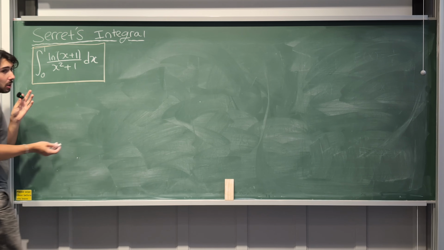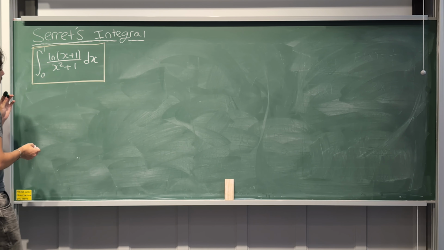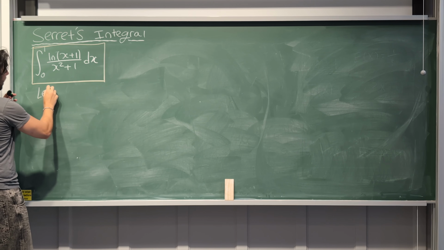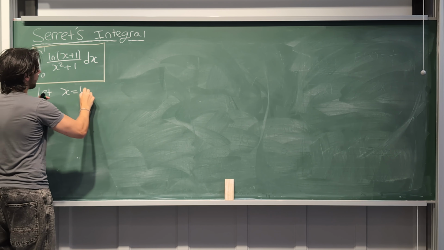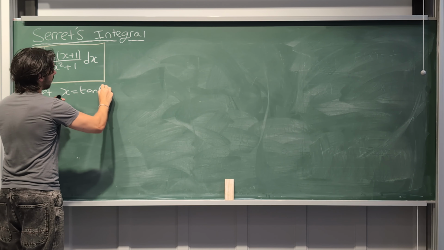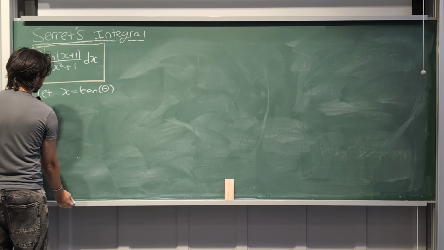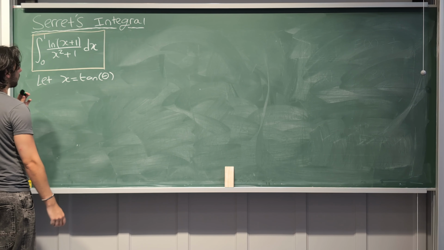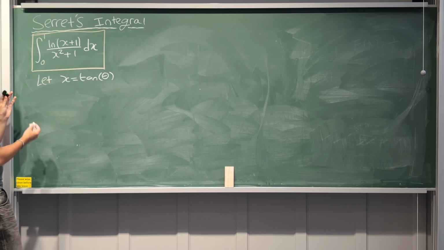Okay, so let's just see what happens. We're going to start with a substitution. Let x equal tan theta. I was just trying to work out which variable to use, but I'm going to use theta because we're going to have to do another substitution later, so it just makes sense to use theta here. Okay, cool. Let's see what happens.